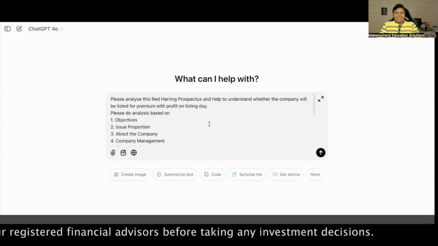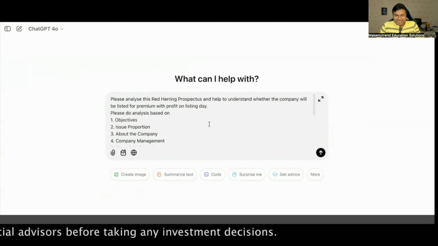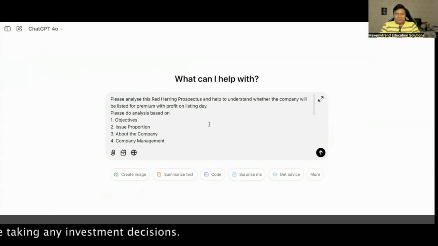Okay, and in case you are using the free version of ChatGPT, typically they will allow you to upload a document 3 times in a day. And as you know, typically 1 or 2 IPOs will be there, so you will be able to do the analysis free of cost with ChatGPT, because they will allow you to upload documents at least 3 times in the free version also.